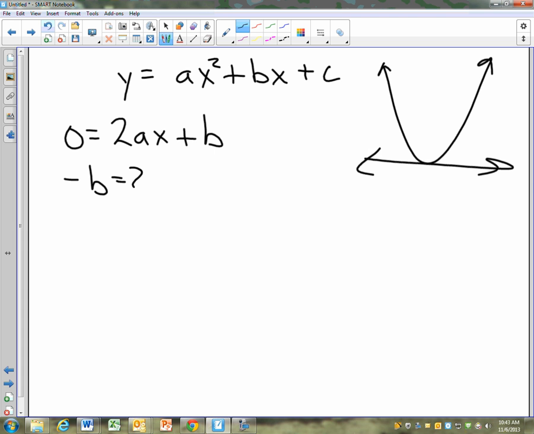Well, the vertex is going to be located at the x value, so I'd like to solve for x. Negative b equals 2ax. Solve for x by dividing by 2a. So we've just proved through calculus that the vertex of a parabola is negative b divided by 2a.